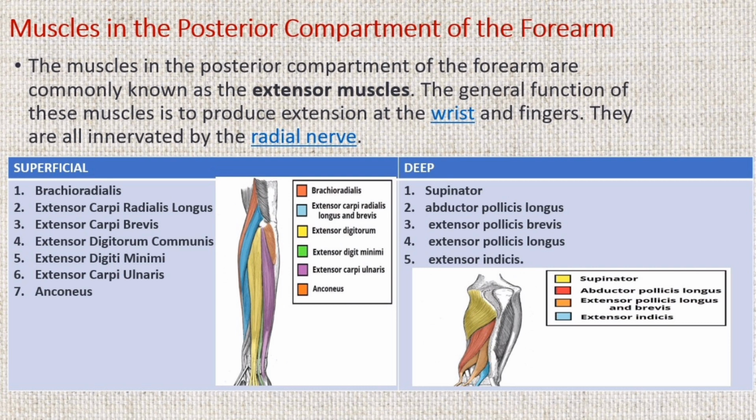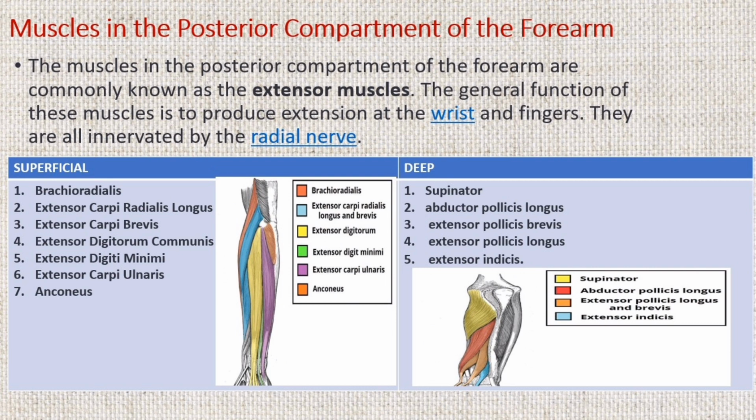The muscles in this compartment are organized into 2 layers, deep and superficial. These 2 layers are separated by a layer of fascia. In this video, we shall look at the anatomy of the muscles in the posterior forearm, their attachments, actions and clinical relevance.